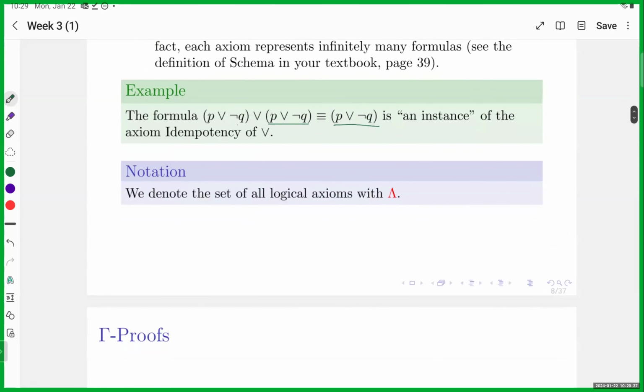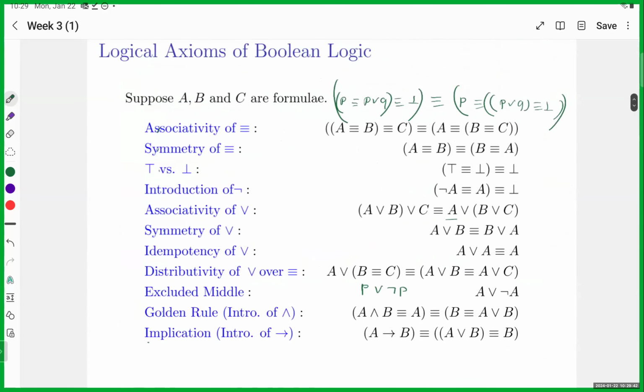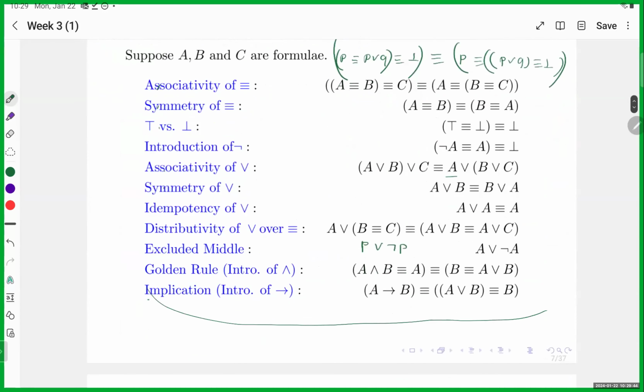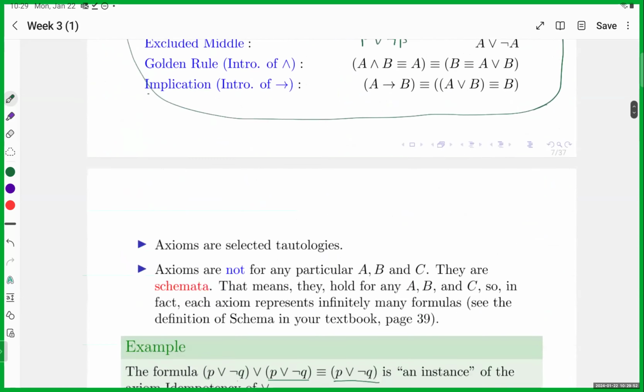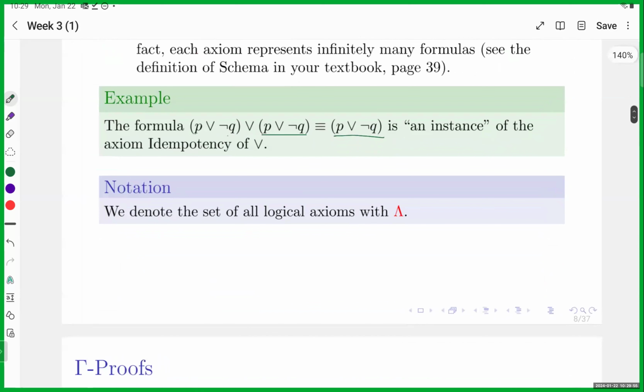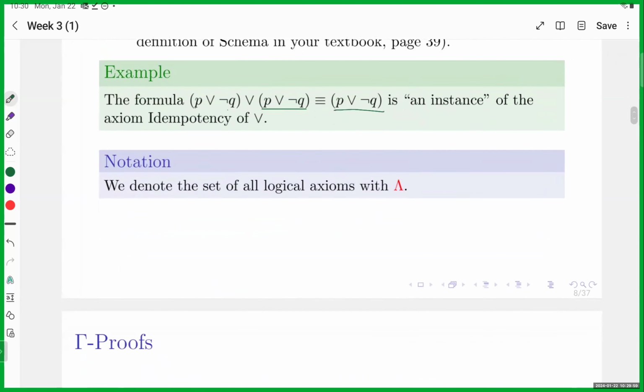We're going to denote the set of all logical axioms, meaning the set of all these schemata and their instances, that means the set of all those infinitely many formulas, with the letter lambda. So lambda is the set of all axioms.